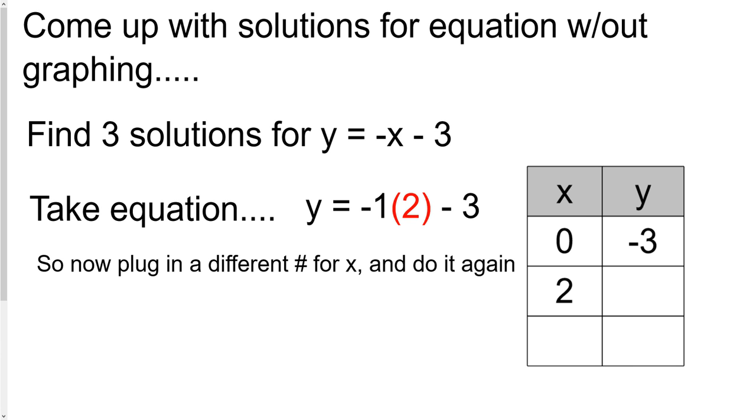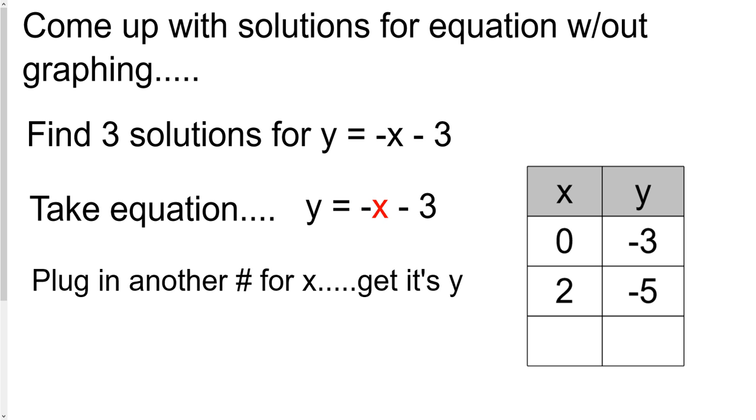How about 2? So we'll write down 2 in our table. -1 times 2 is -2. -2 minus 3 is -5. So write that down right there, and we've got our second solution. Next off, last one, plug in another number for x. Don't use 0. Don't use 2. Don't forget to put the 1 in front of this x here, okay? How about -3? So write down -3 in there. -1 times -3 is +3, and +3 minus 3 is 0. So y equals 0. There we have it. We've come up with 3 solutions.